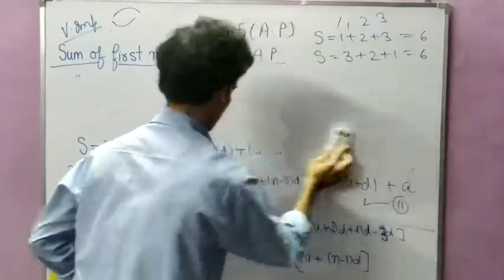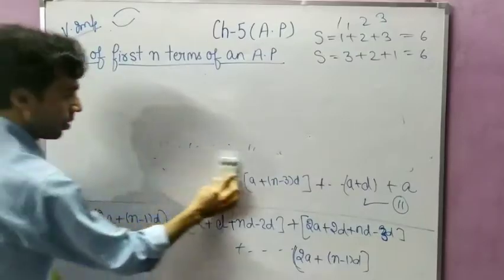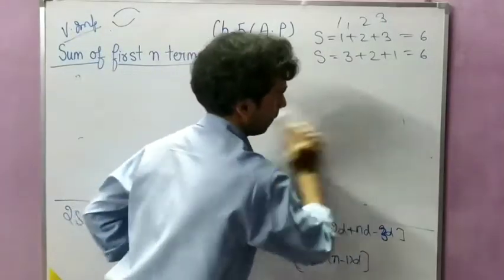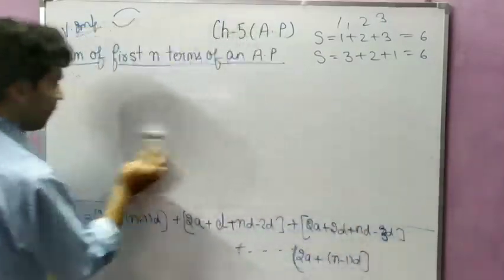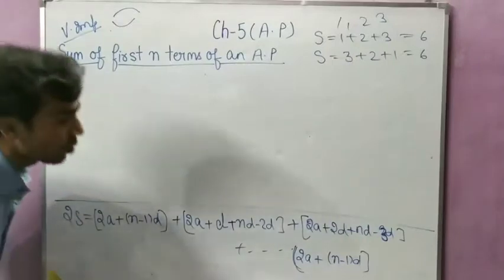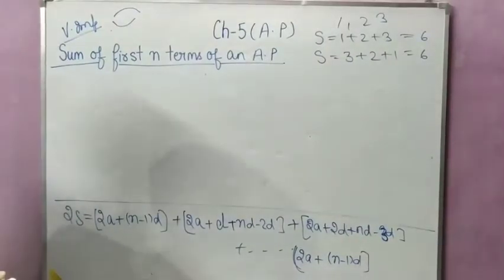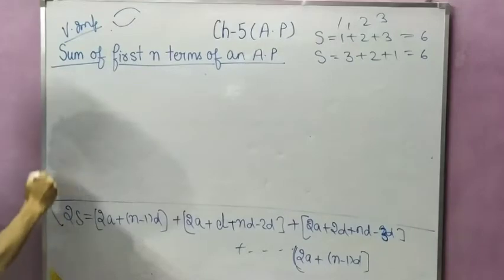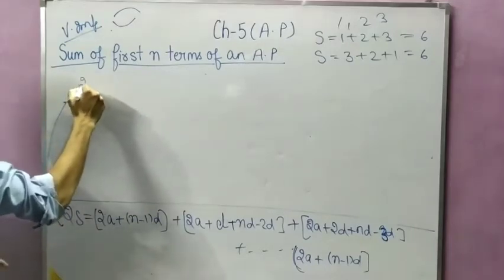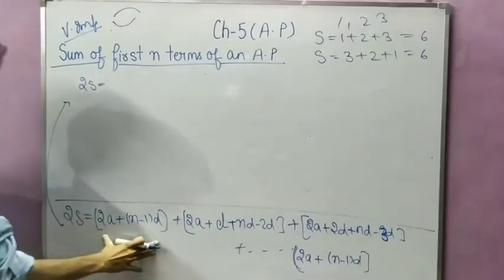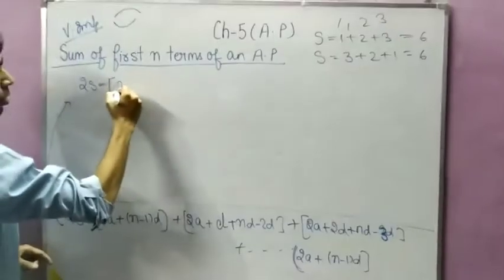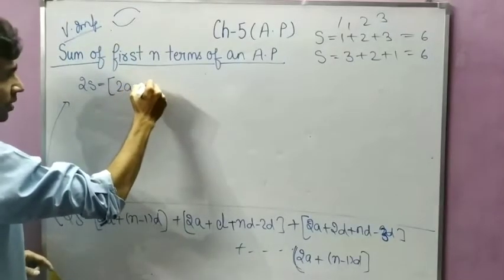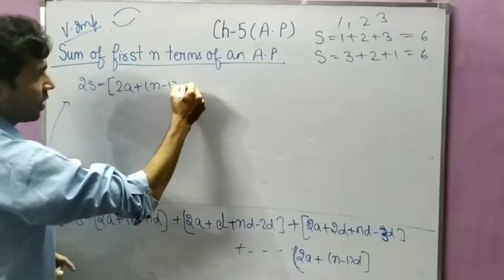So students, now I am writing on the upside. This proof is also given in your book. You can understand it from the book also. See, after this I am writing on the upside. So 2s. Now students, this term is written as 2a plus n minus 1d.